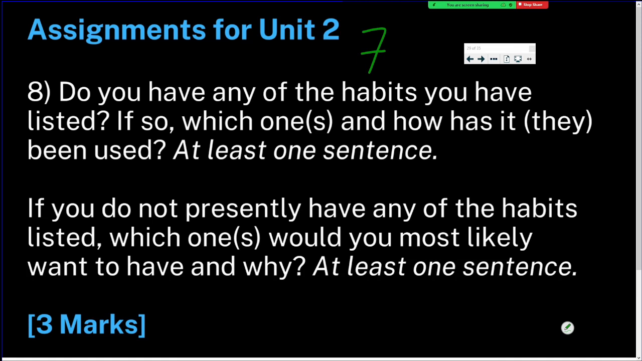If you do not presently have any of the habits, which one would you most likely want to have and why? At least one sentence. Right. So either write about one that you do have, or write about one that you don't have, and explain why.